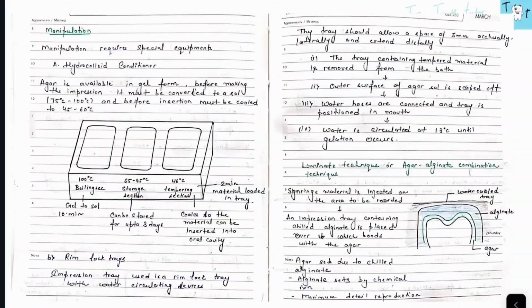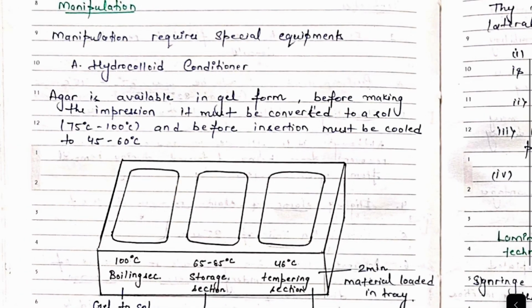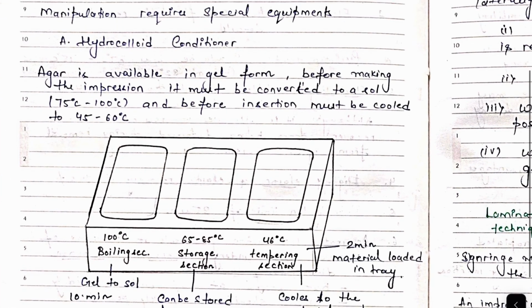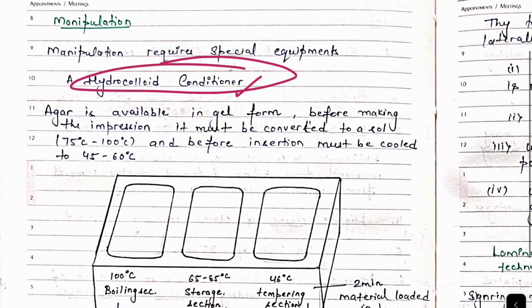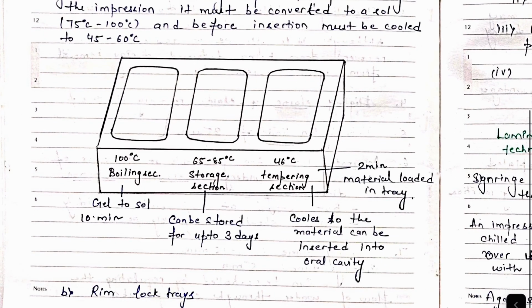Now talking about the manipulation, I'll talk about all that water and stuff. In the manipulation there are two steps. First, we need a hydrocolloid conditioner for storing agar. The agar will come in a gel format. Let's say this is my gel format, this is a solid.